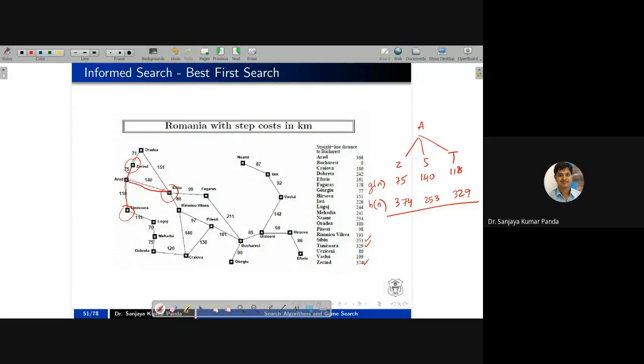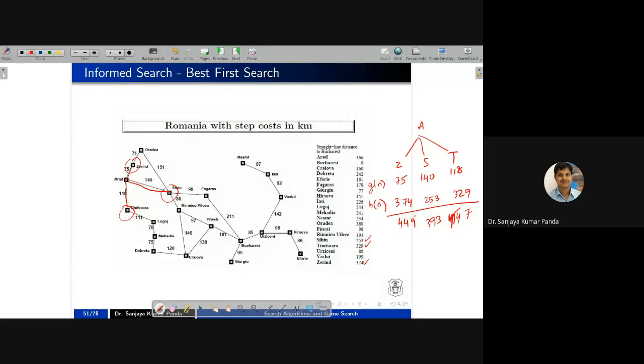Can anybody sum and tell me what the value is? 374 plus 75, how much is it coming to? You will get 449, right? If you sum these two, you will get 393. If you sum these two, you will get 447.